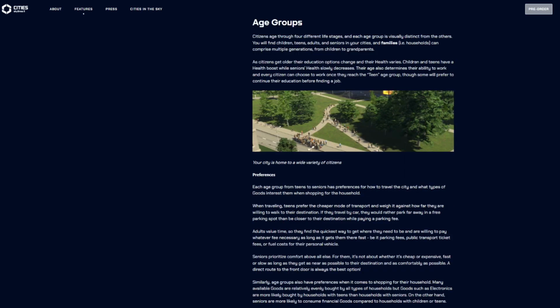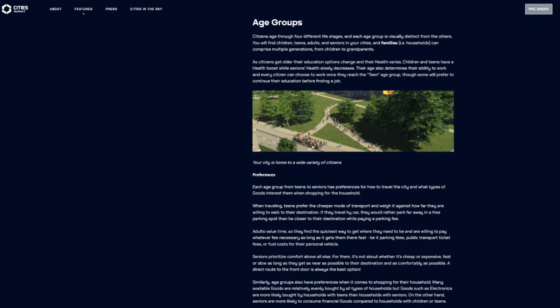And the next thing we're going to talk about is age groups. So, citizens age through 4 different life stages, and each age group is visually distinct from the others. You'll find children, teens, adults, and seniors in your cities, and families or households can be comprised of multiple generations from children to grandparents. As citizens get older, their education options change and their health varies. Children and teens have a health boost while seniors' health slowly decreases. Their age also determines their ability to work, and every citizen can choose to work once they reach the teen age group, though some will prefer to continue their education before finding a job.